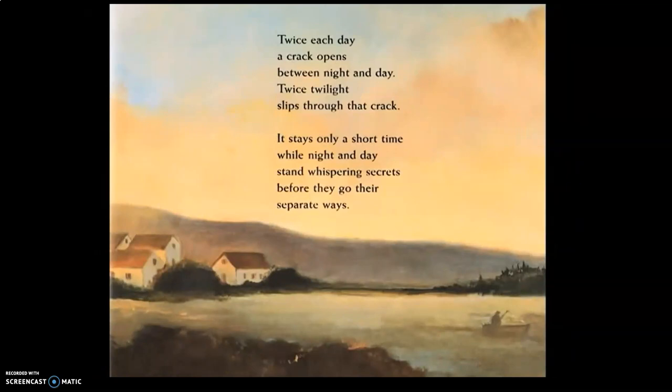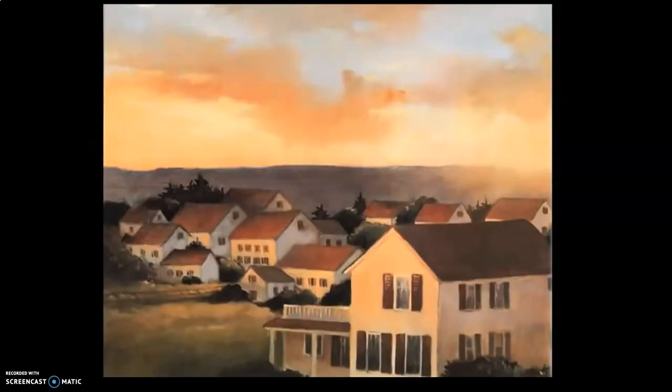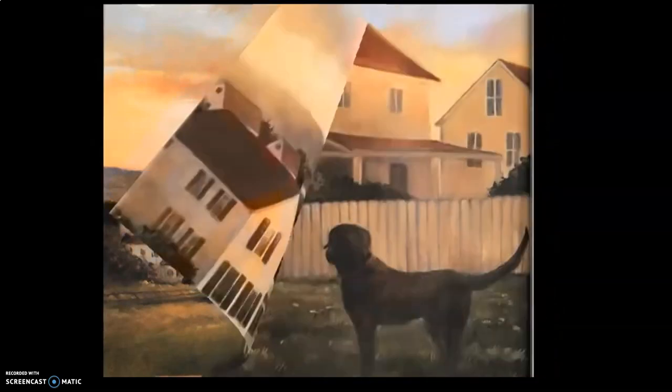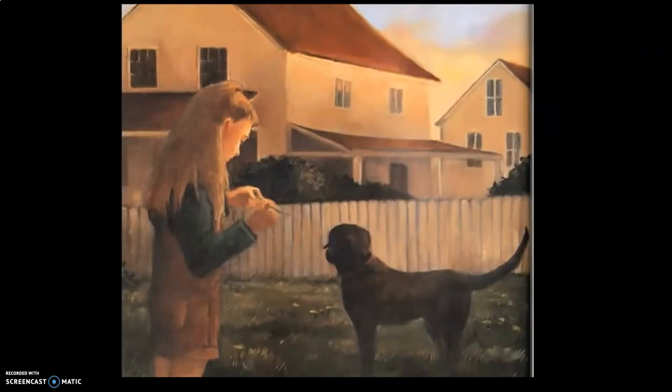Twice each day, a crack opens between night and day. Twice twilight slips through that crack. It stays only a short time, while night and day stand whispering secrets before they go their separate ways. Dusk is the name for evening twilight. Dusk gives the signal for night to be born. Dusk deepens the colors of ordinary things. Even the common grass takes on a luster that makes you stop to look.